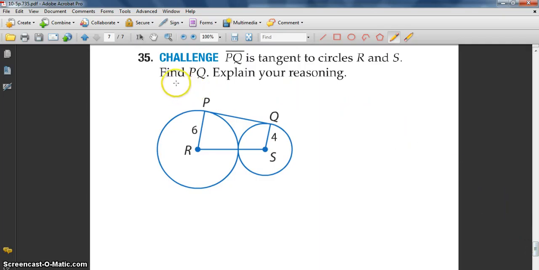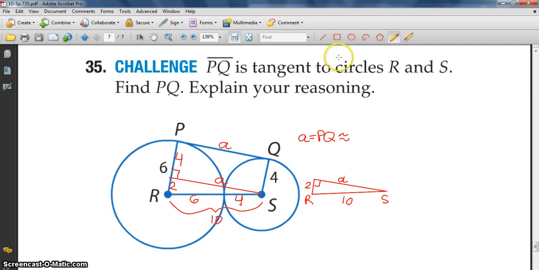Number 35, PQ is tangent to circles R and S. Find PQ. Explain your reasoning. So I went ahead and drew in a few things on this diagram in order to figure this out, because just with the information that they gave us there, we can't get a clear picture of what's happening. So what we want to find is the length of PQ.